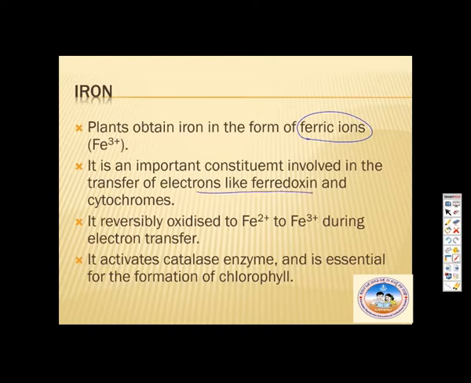It is reversibly oxidized to Fe2+ and Fe3+, so oxidation and reduction happen simultaneously during electron transfer. It activates enzymes and is essential for the formation of chlorophyll. I repeat: plants obtain iron in the form of ferric ions. It is helpful in the ETC, where between ferredoxin and cytochrome the iron transfers electrons, with oxidation and reduction happening between them, and it is essential for chlorophyll formation. Moving ahead.